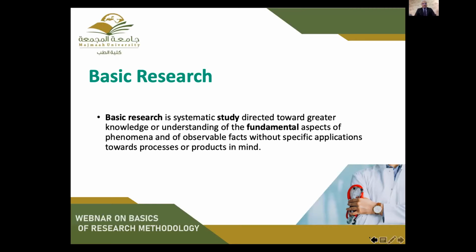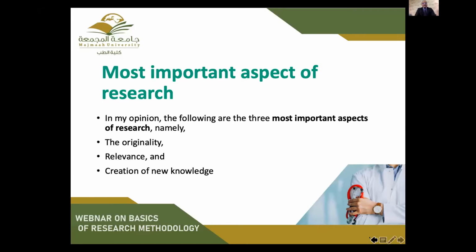Here we need to understand what basic research is. Basic research is a systematic study directed towards greater knowledge and understanding of the fundamental aspects of phenomena and of observable facts, without specific application towards processes or products. When we say application towards processes or products, it is because a question arises in our mind before we start any particular research. Research itself is a very vast phenomenon. This is basic information about any research.